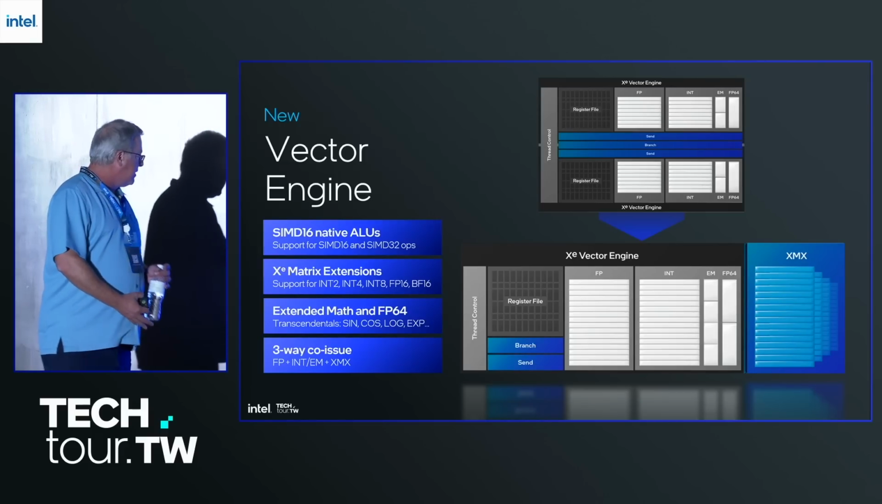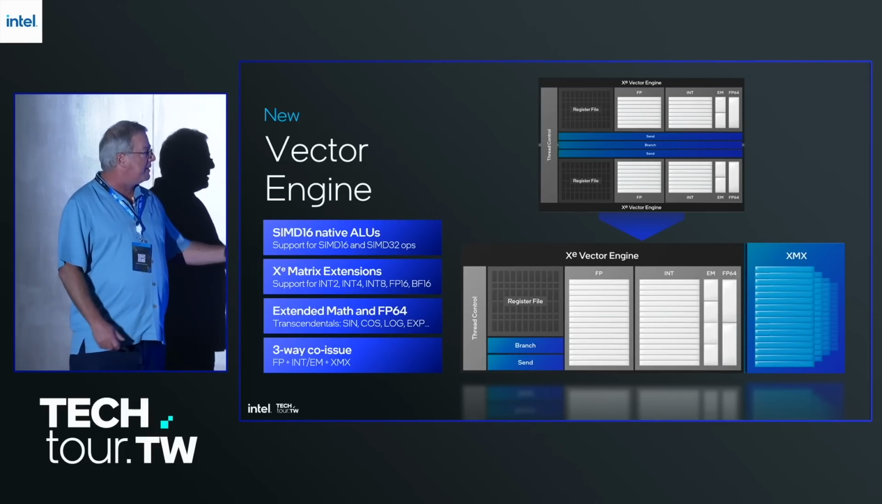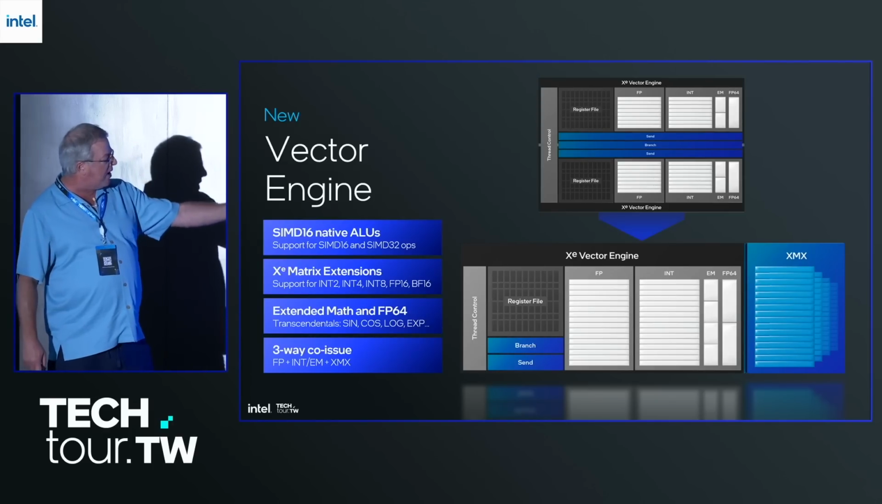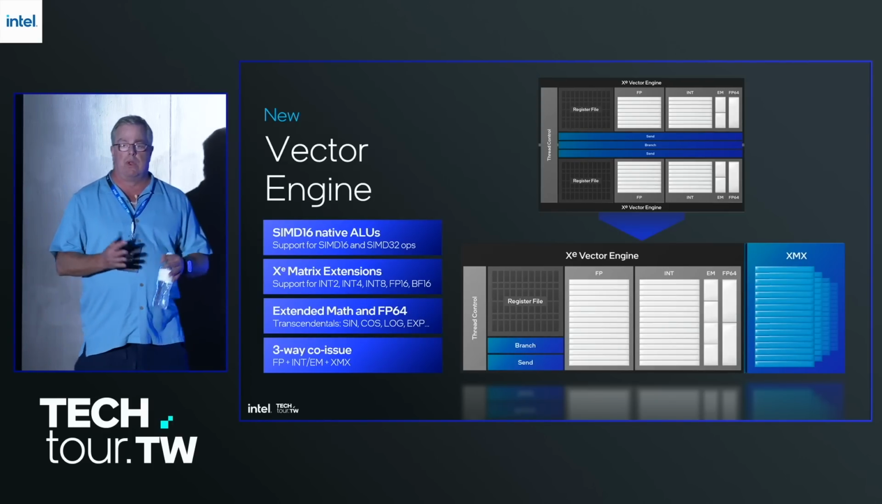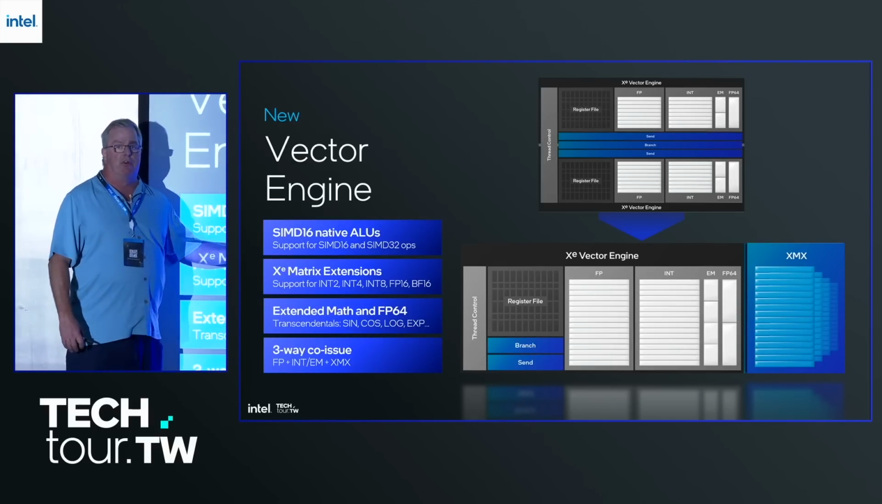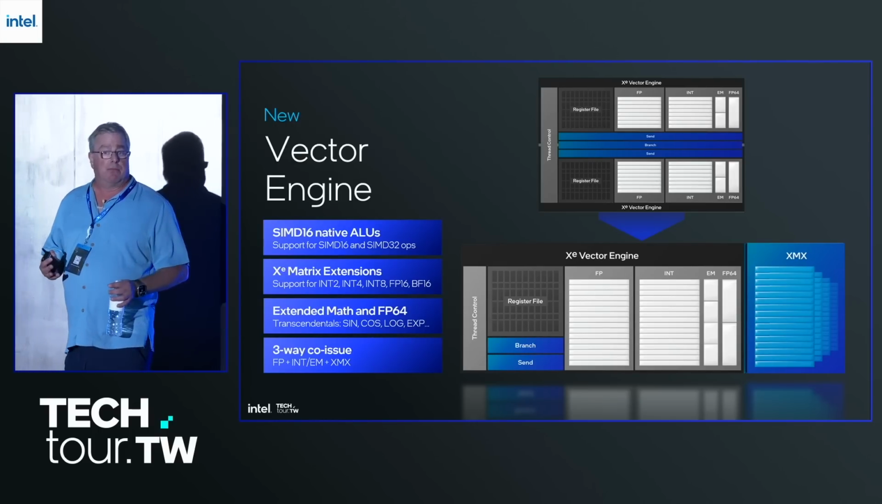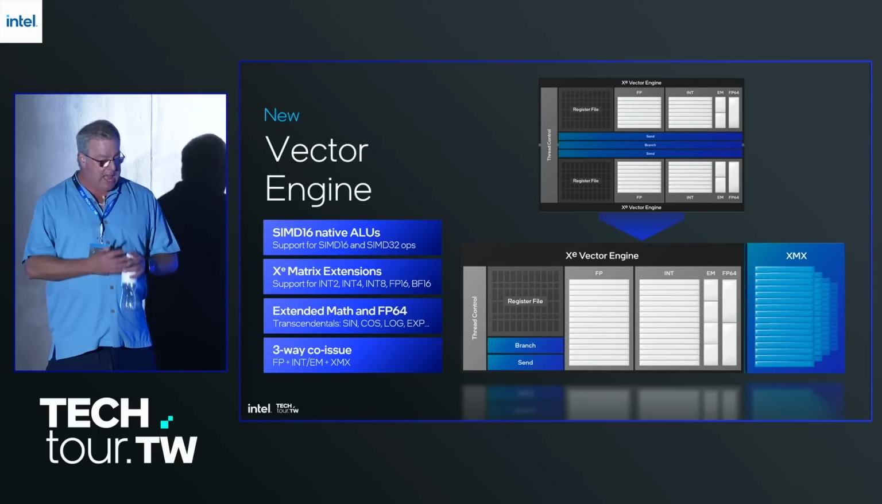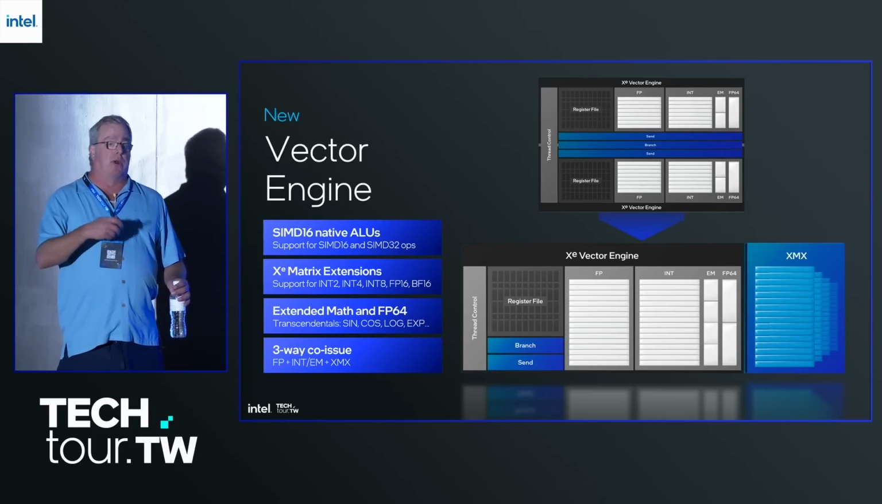We do support extended math, so sine, cosine, log, exponentials. Those are all in that EM stripe there. And lastly, we support three-way co-issue. That means that we can issue both an integer, a floating point, and a transcendental in the same clock. Pretty cool stuff, and it is much more efficient than our prior generation XE.